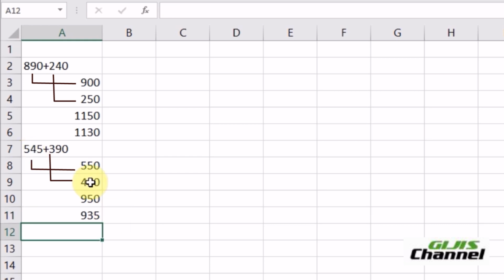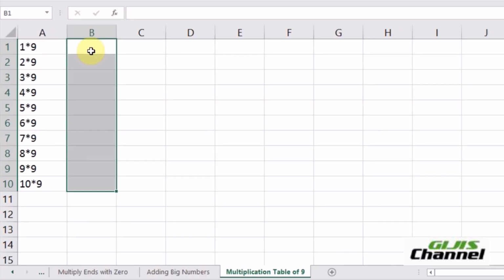Is the answer 935? 5 plus 0, 5. 4 plus 9, 13. 5 plus 3, 8, plus 1, 9. So the answer is 935.